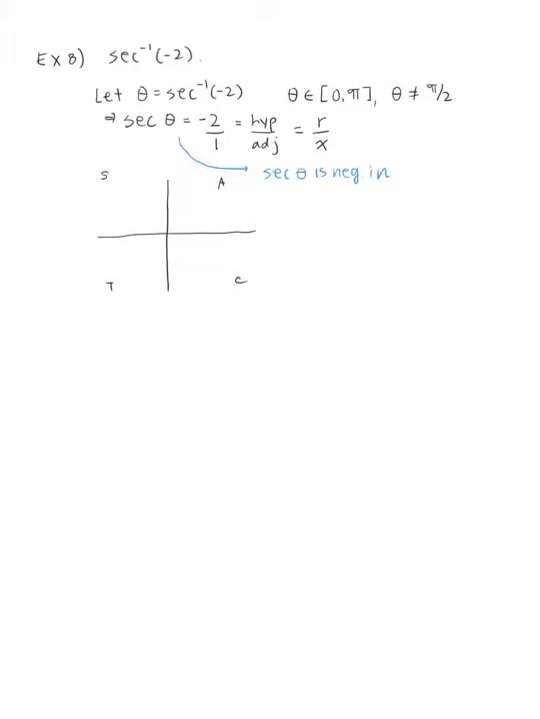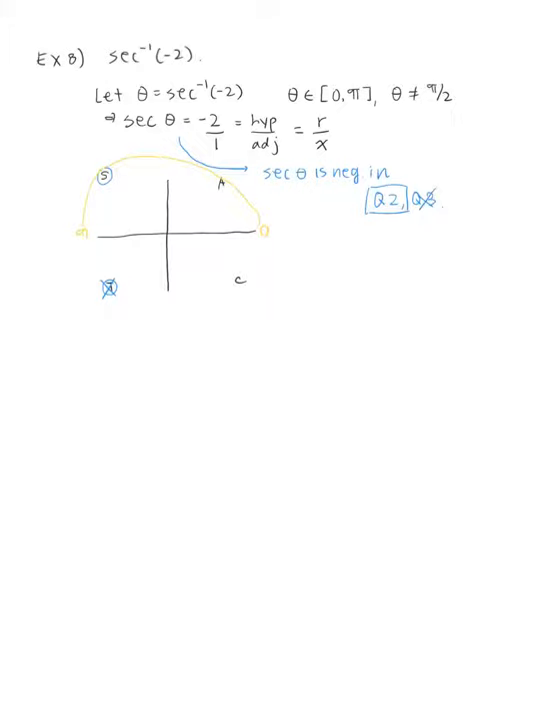Okay, secant is negative in quadrant 2 and quadrant 3. Now, where better be my theta? 0 to pi. So let me just write this out. 0 to pi. So it must be in here. Okay, so with that said, quadrant 3 is out. So we're just going to keep quadrant 2. So our angle theta is going to lie in quadrant number 2. Okay, so let's just draw that out, see what's going to happen.